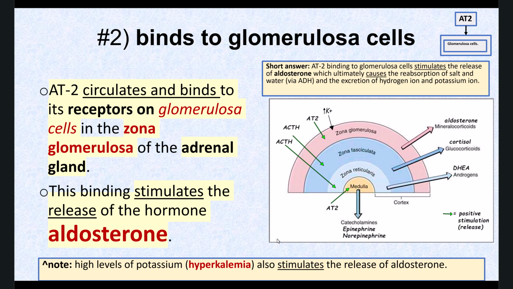Number two, what else does it do? It directly binds to our friends, the glomerulosa cells. Angiotensin 2 binds to glomerulosa cells. Oh no, this picture is back for the test. Just like hyperkalemia, it can directly bind to glomerulosa cells, and it stimulates mineralocorticoid release, or aldosterone. I could say either one of those on the test, but it stimulates aldosterone, right?